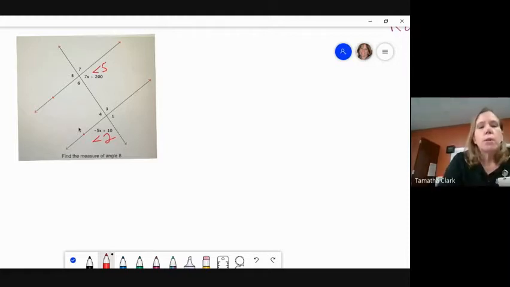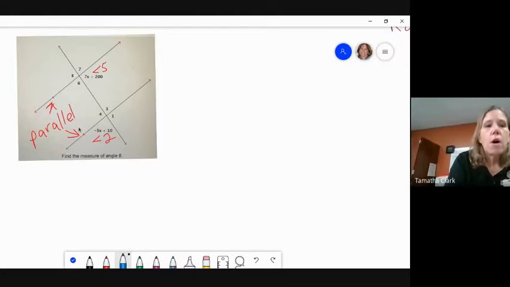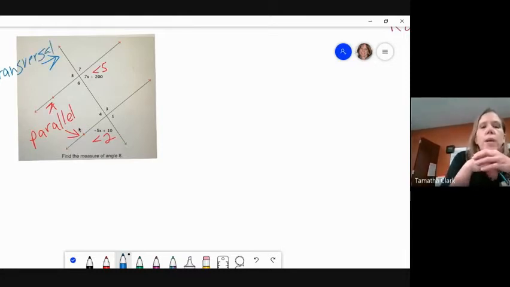All right, so the next thing we need to recognize is that these little red flags on our lines are telling us that we have parallel lines. And since we have parallel lines that are being cut by a transversal, that's the transversal, we have some special relationships going on with our angles. So for starters, let's talk about angle 8, the one they're wanting us to find.